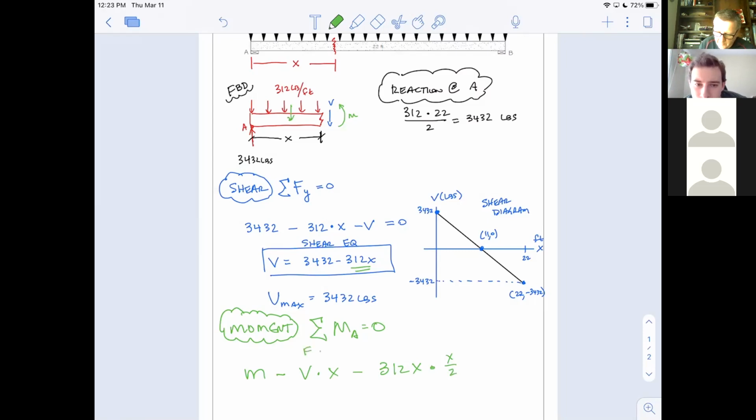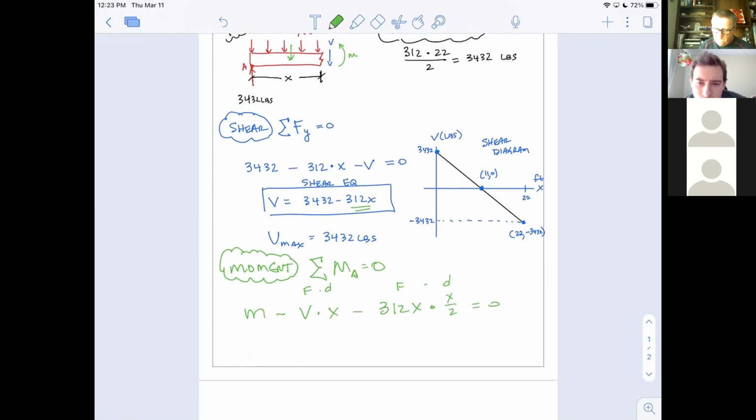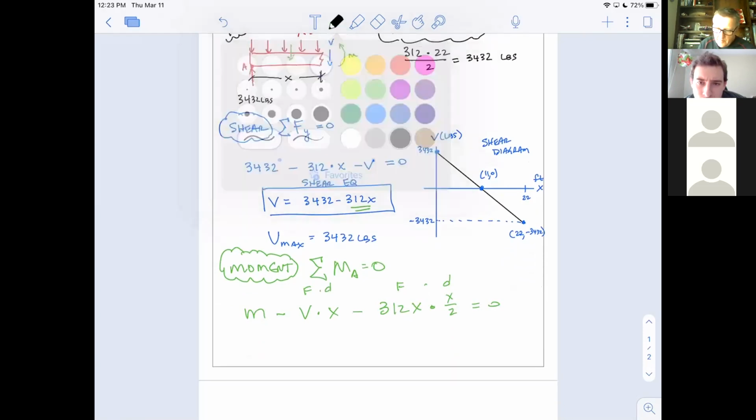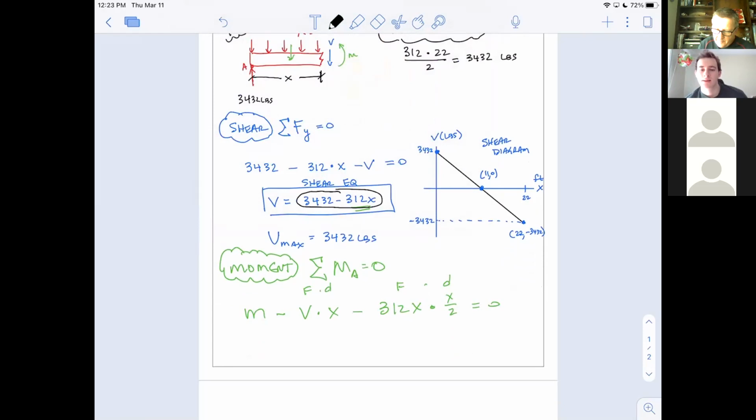So this is a force times the distance. 312 times X is a force. X over 2 is the distance. And all of that's got to add up to 0. If I just take this value for V right here and throw it in there so that I don't have too many letters, then I'll have this. Since I'm out of room, I'm going to finish it. So M is already positive. I'm going to add the other stuff to the other side.